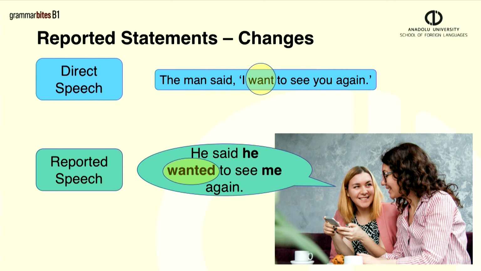Also notice how the pronouns have changed. The man said, "I want to see you again." But when the lady reported this, the sentence is different. He said he wanted to see me again. It is important to change the pronouns to make sure we talk about the right person. Let's first look at how other tenses change.